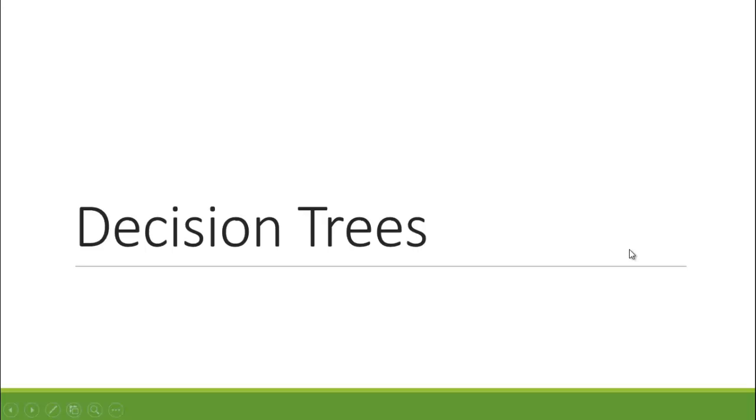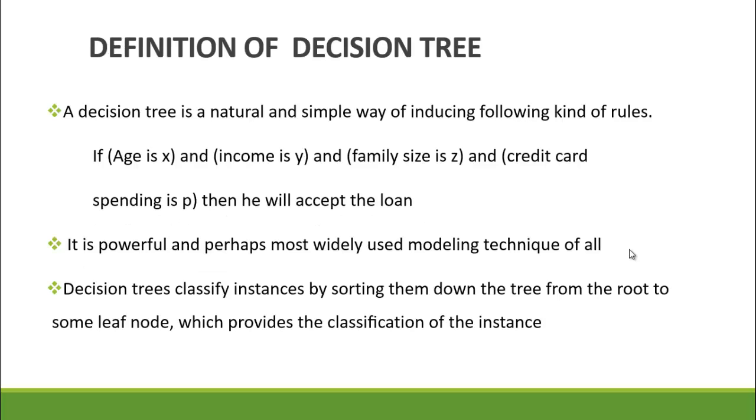In this video, I'll discuss decision trees. A decision tree is one of the most widely used machine learning algorithms for classification, and it also gives very good performance. Let's look at some examples.